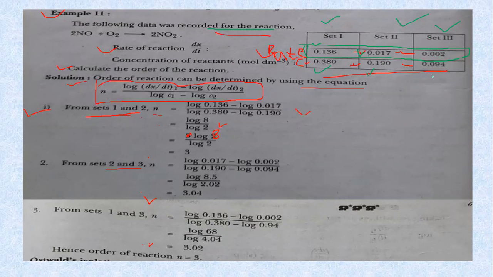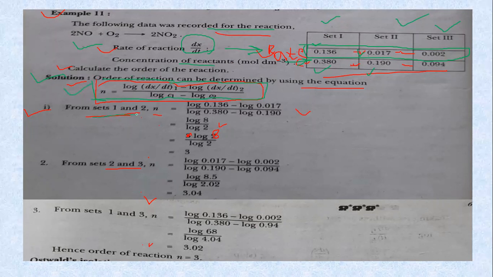Now we have to just enter the values by considering two sets at a time. See now, the rate of the reaction is dx upon dt, right? And the concentration of the reactant. So here is the rate and here is the concentration. Now the solution. What is the general equation? n is equal to log of dx upon dt1 minus log of dx upon dt2 upon log of c1 minus log of c2. Getting my point? This is the general equation.